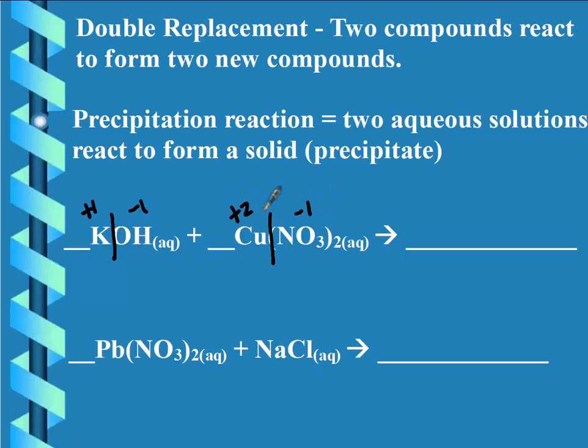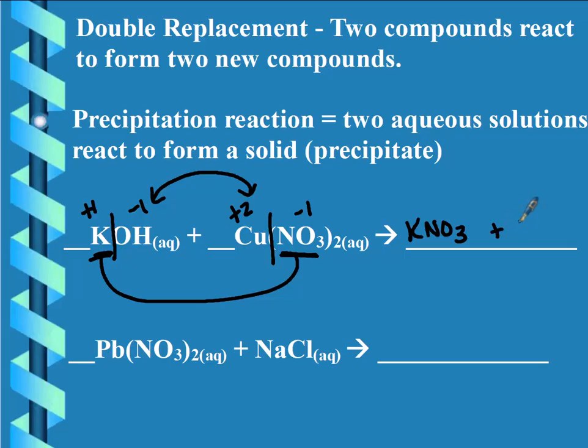So my positive ion, potassium, is going to go with the negative of the other compound. So outsides go together, and then the insides will go together. So K goes with NO3, and copper will go with hydroxide. Copper was a +2, so it's going to keep that +2.